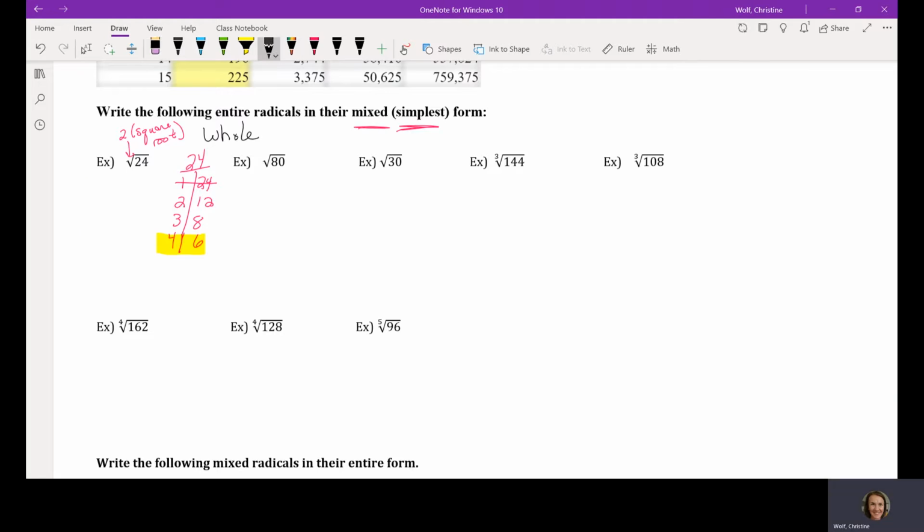Sorry, I got to get rid of that. As 4 times 6. Okay, so all I've done is rewritten 24 as 4 times 6, and the next step said simplify. Because 4 is a perfect square, we ask ourselves, what's the square root of 4? Well, the square root of 4 is 2, and so that comes out of the radical. And then we cannot take the square root of 6. 6 is not a perfect square, so it just stays underneath the radical, and that is the simplified version.